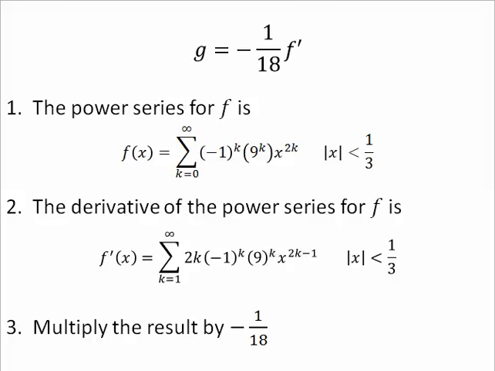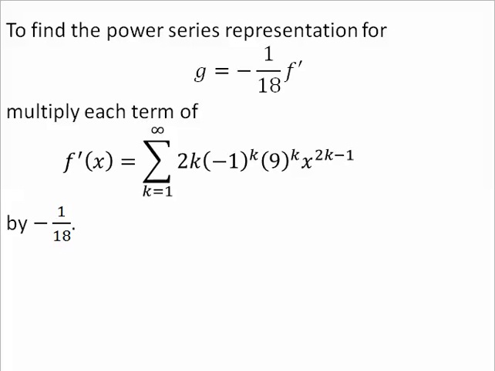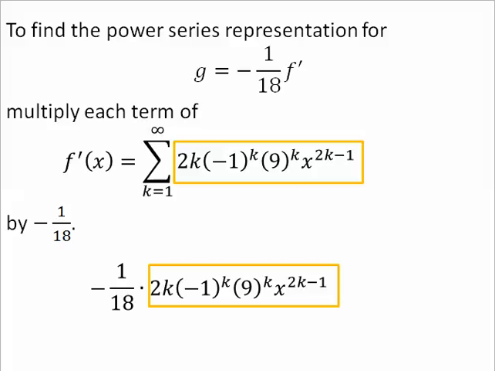All right, now what I have to do next is, since g equals negative 1 over 18 times f prime, I have to take my series and multiply it by negative 1 over 18. So let's do that. We're going to take f prime and look at it term by term. I'm going to multiply each term by negative 1 over 18. So I'm taking just your general term and multiplying it by negative 1 over 18. When I do that, this is what I get.